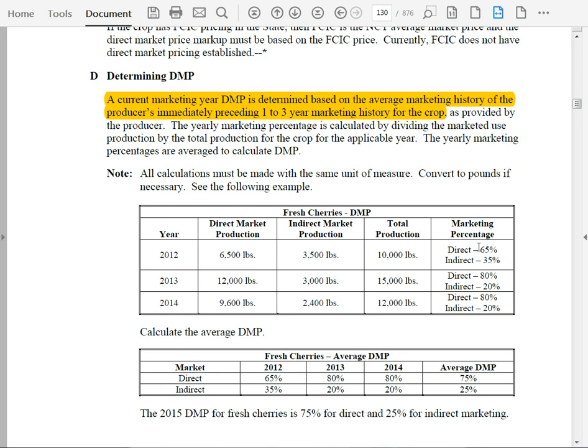DMPs are set by the state committee and must be approved by DAFP. Unlike HMPs, direct market prices will affect the producer's premium.